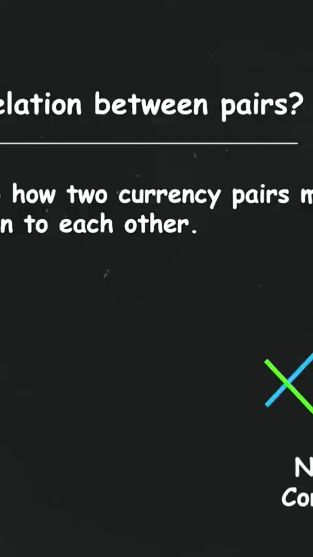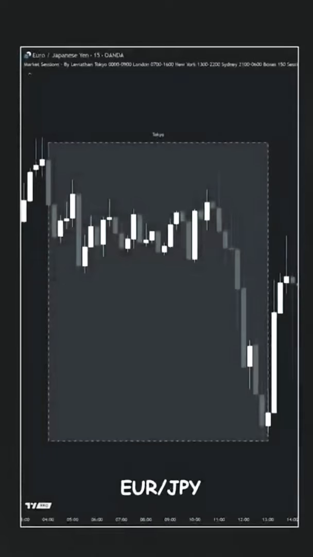Another important factor to consider when trading forex is the correlation between currency pairs. Correlation refers to how two currency pairs move in relation to each other. Some pairs tend to move in the same direction, while others move in opposite directions. When you analyze euro-yen and pound-yen during the Asian session, you'll notice they tend to move in the same direction. This happens because the yen is the only currency actively traded in these pairs during this time, meaning their price movements are primarily driven by the yen's strength or weakness.